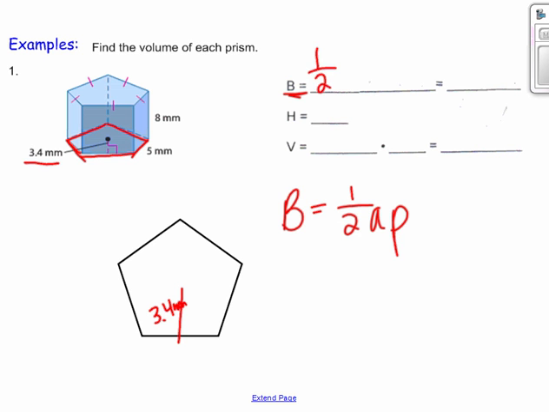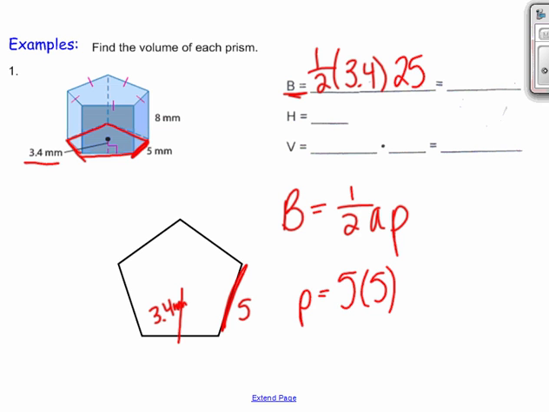I'm going to go 1/2 times A, 3.4, and then P is, they gave me the side was 5. So my perimeter is 5 times 5, so 25. When I multiply these all together, I get 42.5 millimeters squared. Now the height of the prism is 8 millimeters.